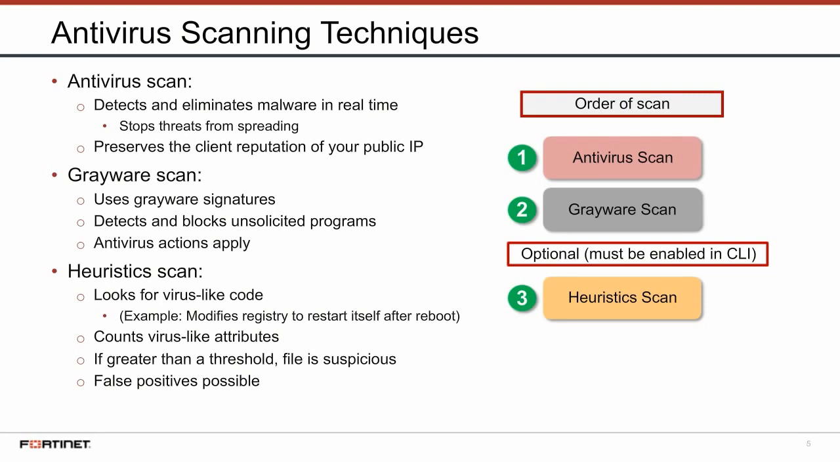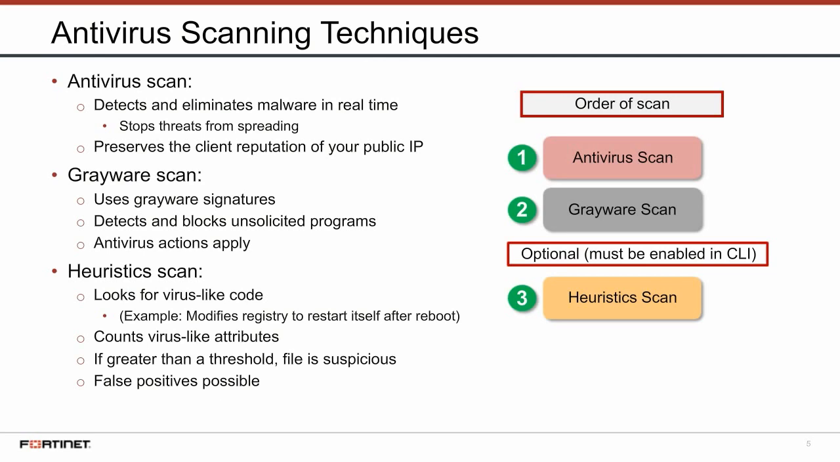Like viruses, which use many methods to avoid detection, FortiGate uses many techniques to detect viruses. These detection techniques include antivirus scan. This is the first, fastest, simplest way to detect malware. It detects viruses that are an exact match for a signature in the antivirus database.